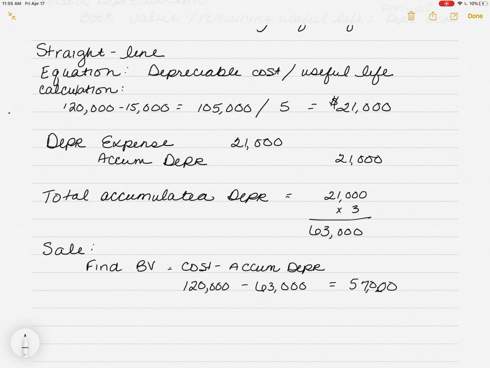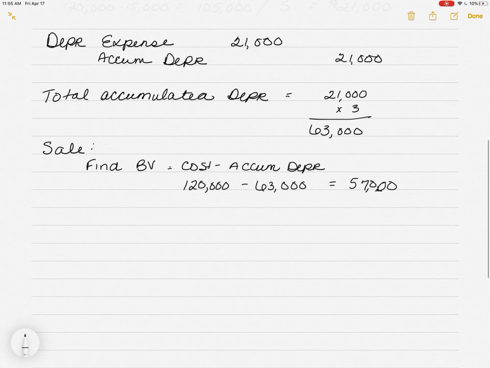Then I can review and see how much cash I have received for this sale. My cash received in this problem is $45,000. The difference between the cash received and the book value is $12,000. Since I received less cash than what my machine is worth, this is going to be a loss on sale.